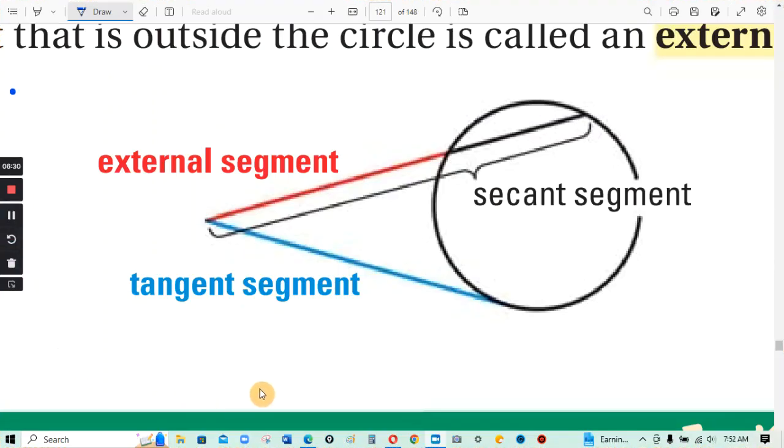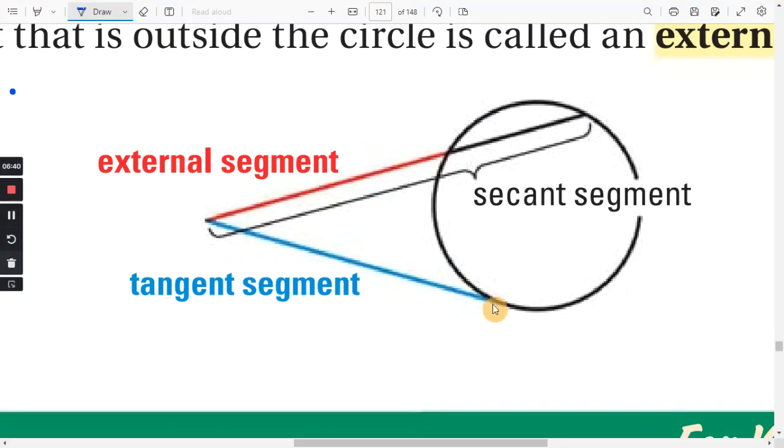Okay, for the next theorem coming up, you want to know that this line here in blue is the tangent segment, and that's because it intersects the circle at just one point. And this line here, the red and the black combined, that whole thing is called the secant segment, because it intersects the circle at 2 points. And the red part that is outside the circle is just called the external segment. So we're going to use these terms in the next theorem.